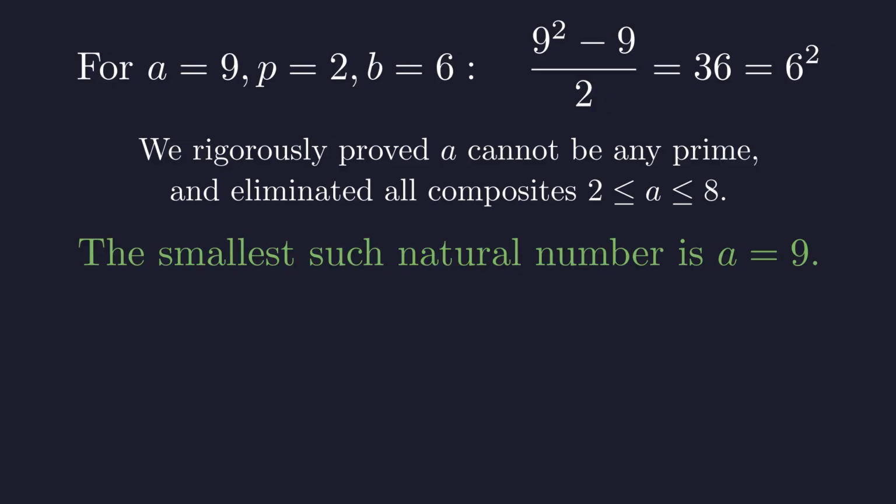So our final answer is 9, the smallest natural number A that satisfies the given equation. What started as a problem about fractions and perfect squares led us through fundamental concepts in number theory, demonstrating the deep connections within mathematics.